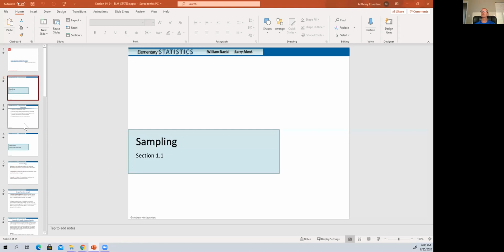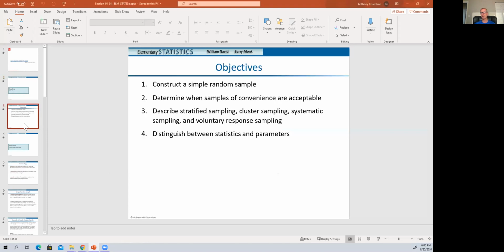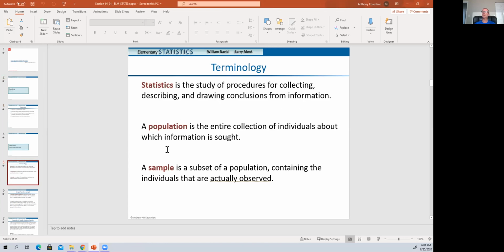So the idea in this section is to talk about sampling and talk a little bit about the difference between a population and a sample, which implies the difference between a statistic and a parameter. So just a few hopefully reasonably straightforward definitions, famous last words from your instructor, to kind of get things started. So a few definitions. First of all, the word statistics is the study of basically collecting, describing data, and drawing conclusions from the information. And so that's what we'll be doing for the next 16 weeks.